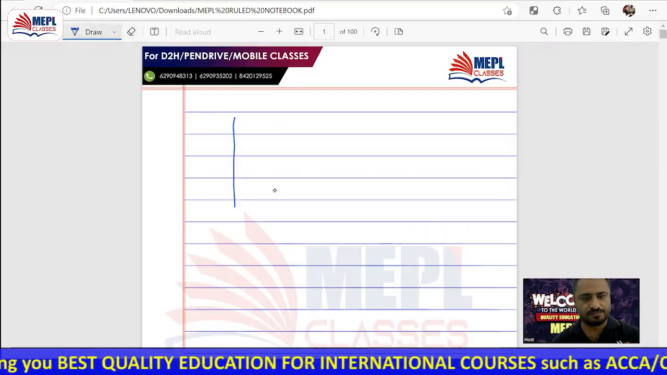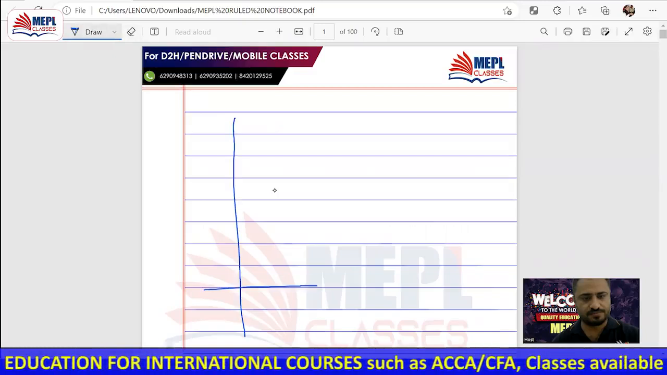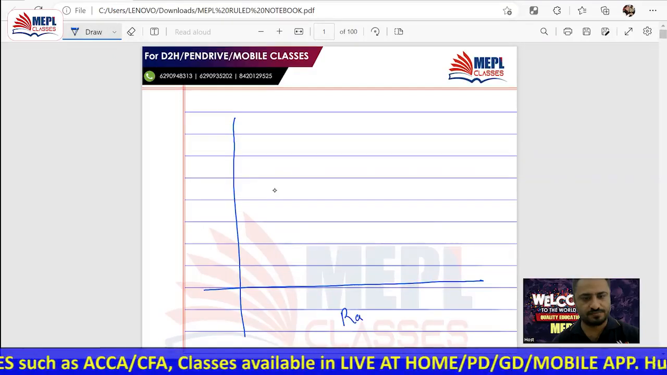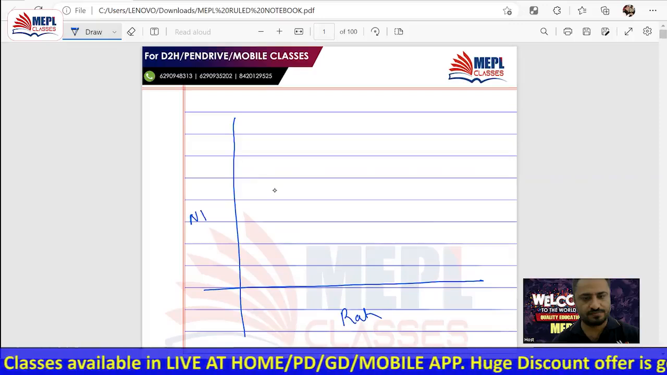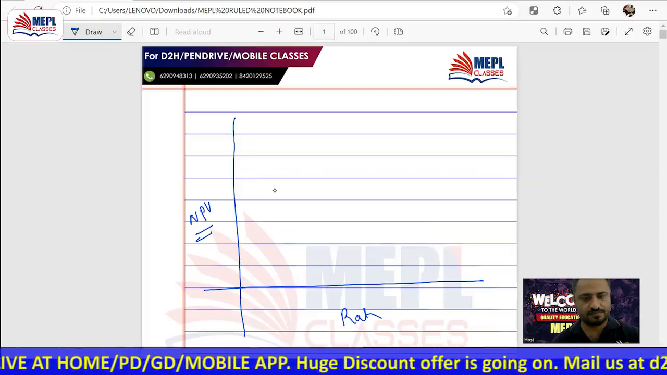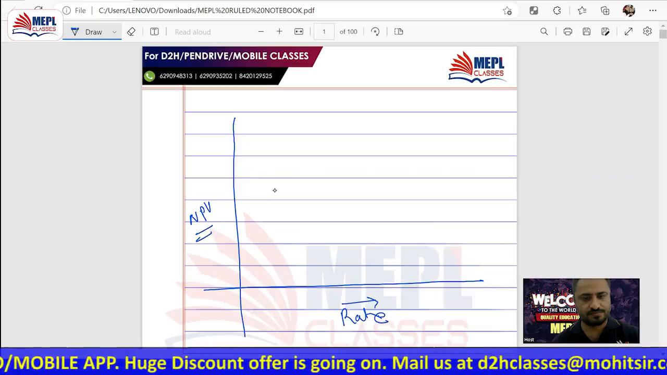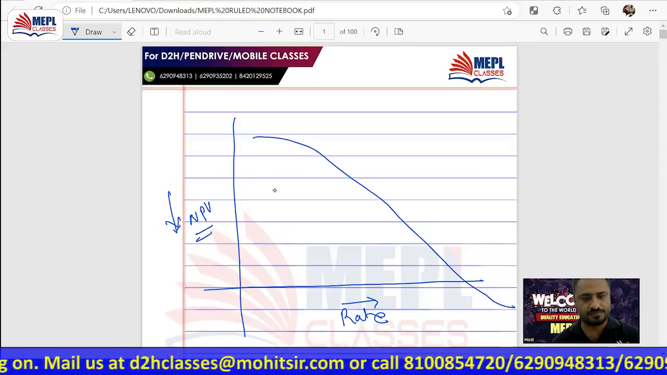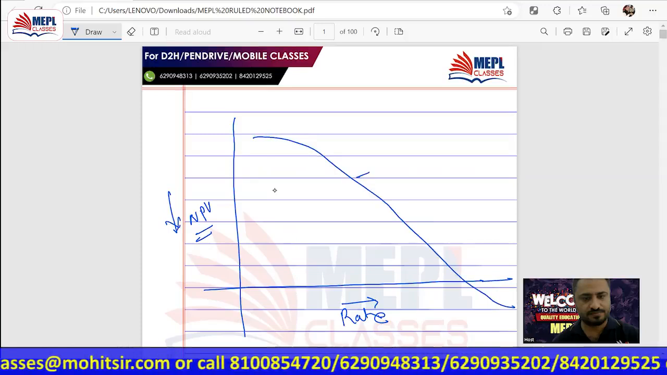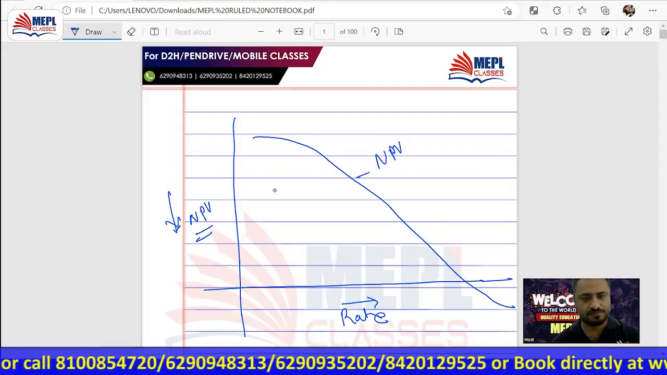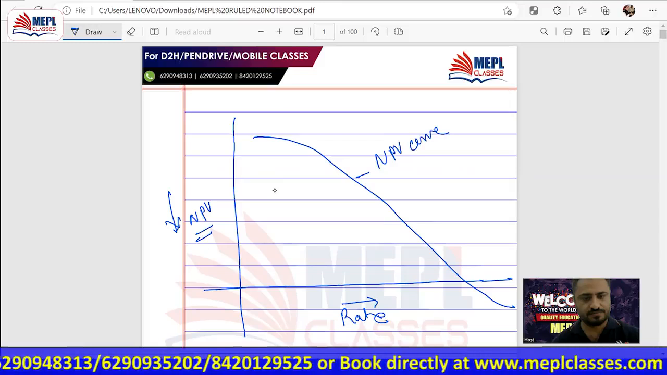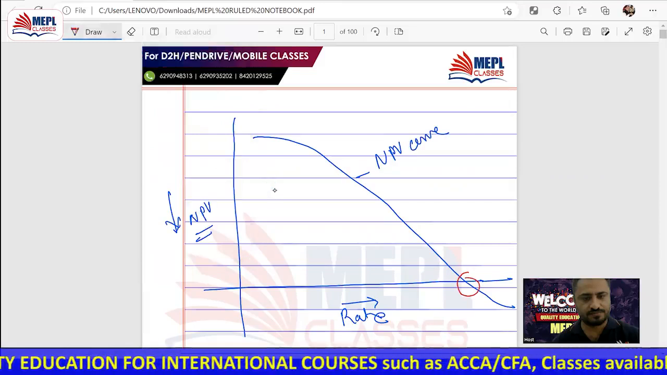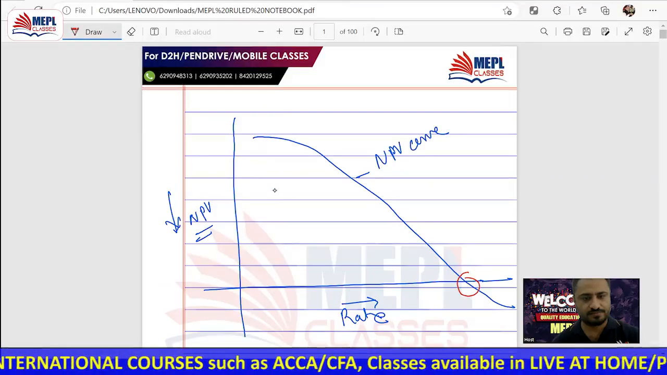So if you look at the graph here, if I take the rate here and NPV here, then as and when the rate of discount increases, NPV will decrease, and this will give this kind of a slope, called an NPV curve. But somewhere in this, a point will come, a rate will come where NPV will be zero.